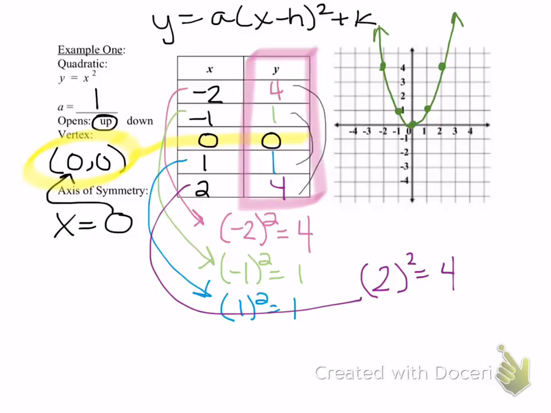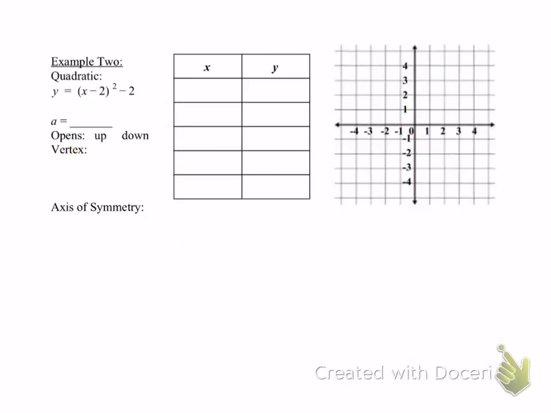Perfect. And the one thing I want to finish graphing is my axis of symmetry. So remember, it just goes straight through the vertex. So there's my graph. That's everything I've got to do to graph something in vertex form. Okay, so let's do it again. All right.